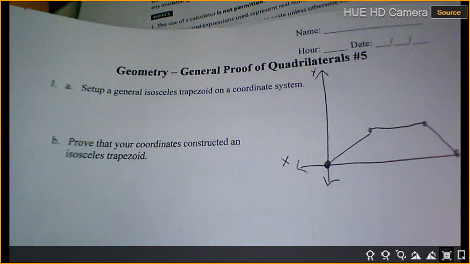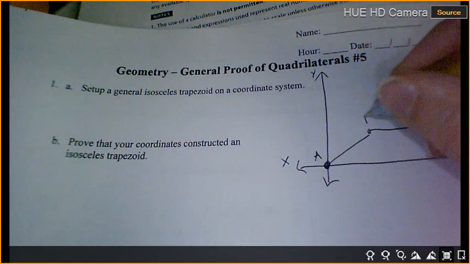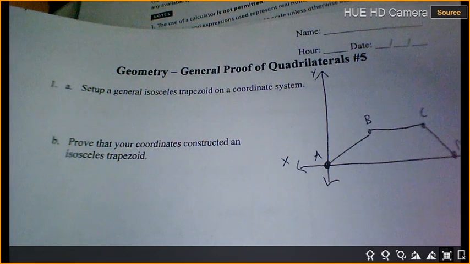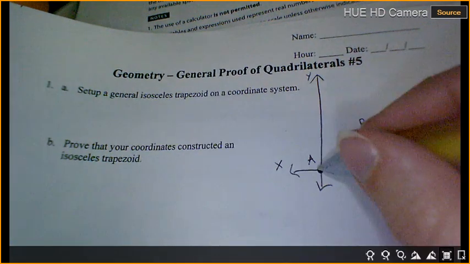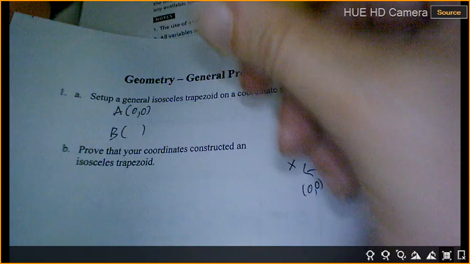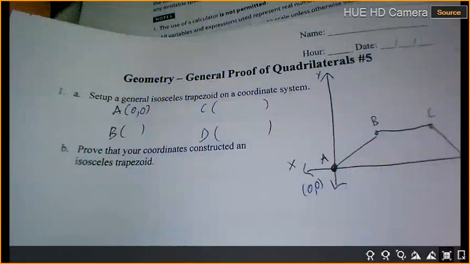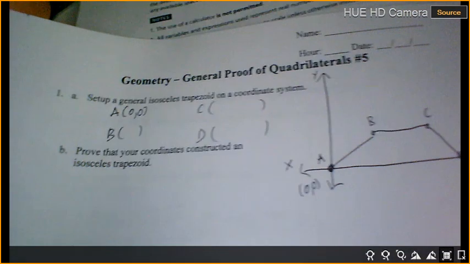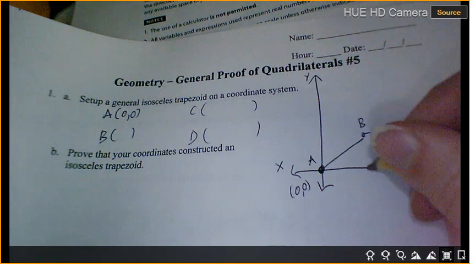Bad chair. All right. So this point right here I'm going to call A. Then I'm going to call this B, C, and D. I'm going to call point A 0, 0. So I'm going to put that over here as well. A is 0, 0. I know my hand's in the way. Now, this gets a little complicated because I know I have to go over so much and then up so much.